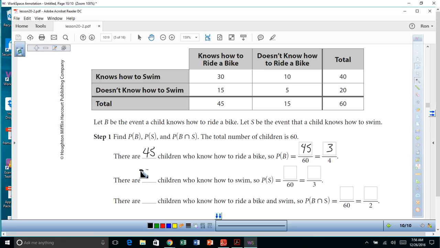There are 40 children who know how to swim. So the probability of S is 40 over 60, which is 2/3. There are 30 children who know how to ride a bike and know how to swim. So the probability of B intersection S is 30 over 60, which is 1/2. Okay, good.